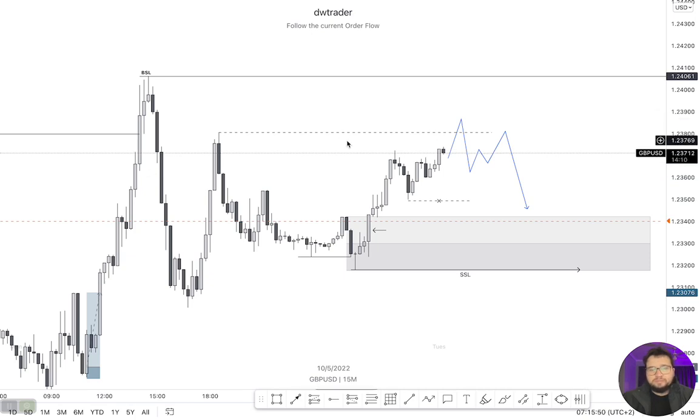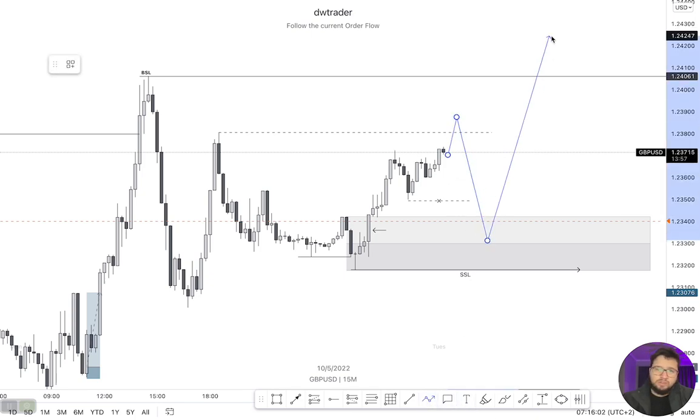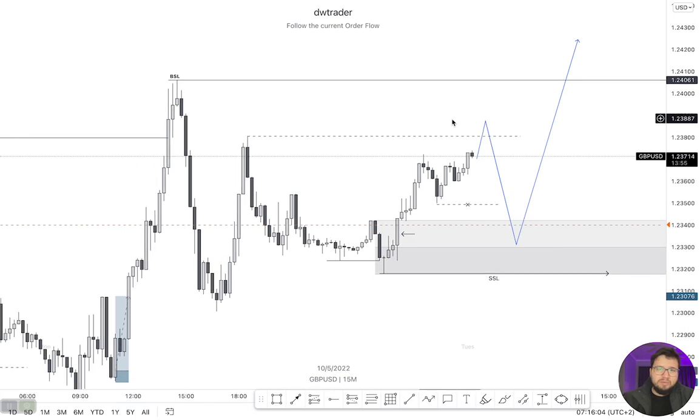We need to, first of all, be aware of the order flow. So currently, I believe this high should be broken, and then we could potentially see a drop down lower, and then a continuation up higher. So that's probably my number one scenario right now.